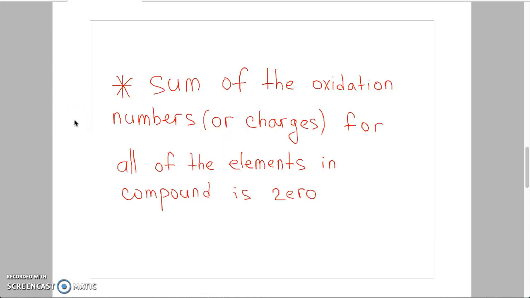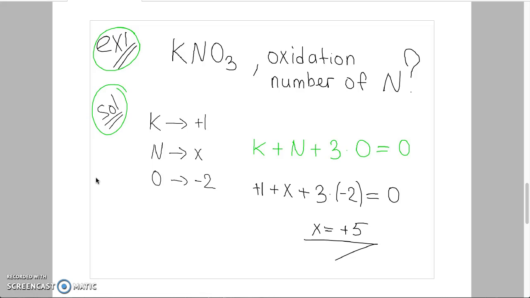The answer is, the sum of the oxidation numbers or charges for all of the elements in a compound needs to be 0. Let's solve 2 examples, and I think that you will understand. First example, we have potassium nitrate, and the question is, find the oxidation number of nitrogen. We know that the oxidation number for potassium is always +1. The oxidation number of oxygen is always -2. But the oxidation number of nitrogen we don't know, that's why we'll put just X.